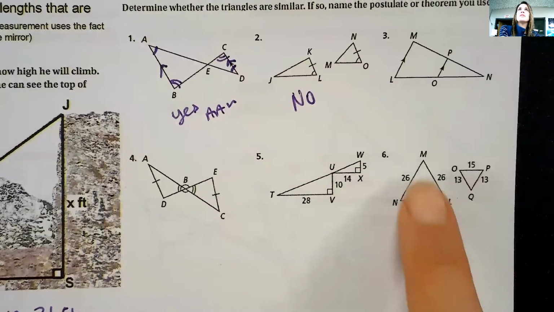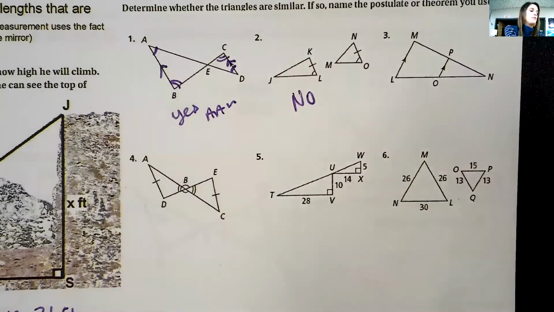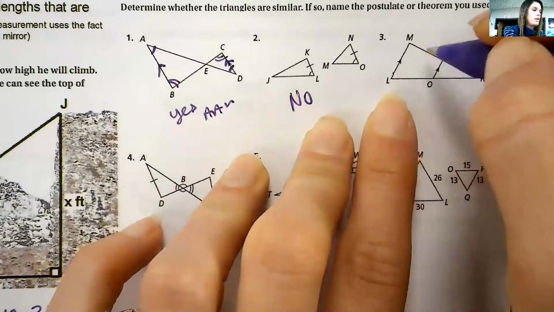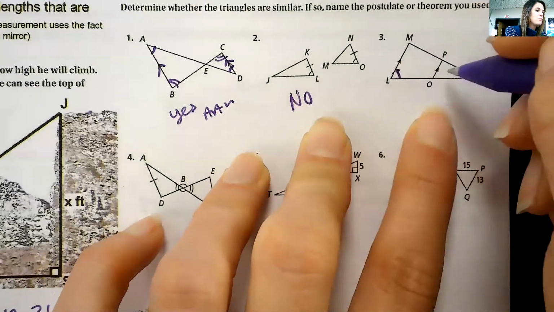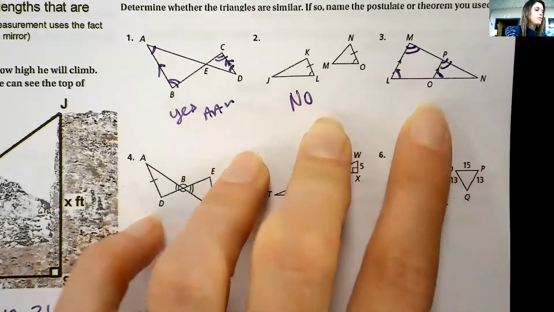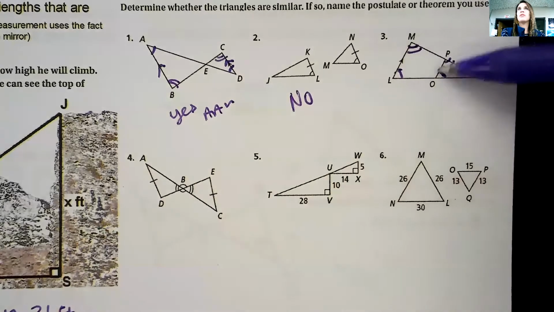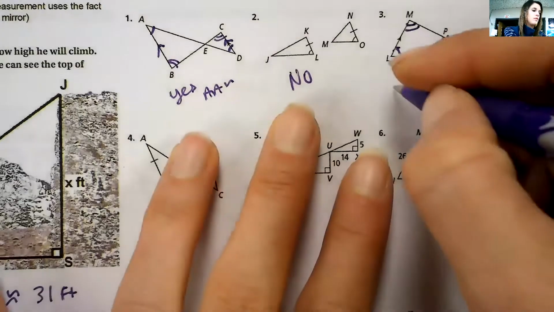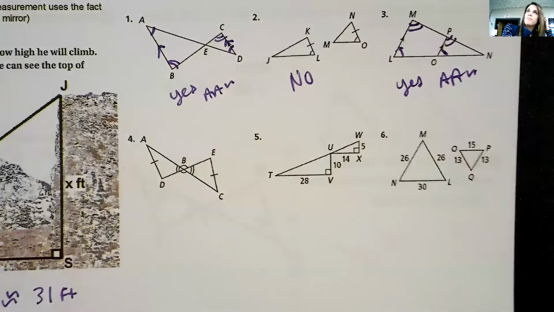Number 3, we got some parallel lines marked. So again, you end up with some congruent angles when that happens. These would be corresponding angles. These would be corresponding angles. So the big triangle is going to be similar to that little triangle. Again, yes, by angle similarity. 2 congruent angles is enough to tell that triangles are similar.